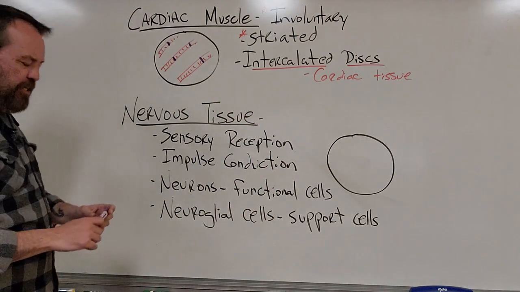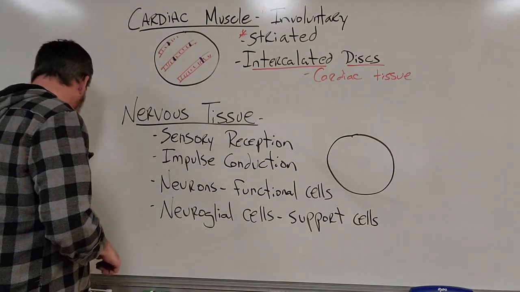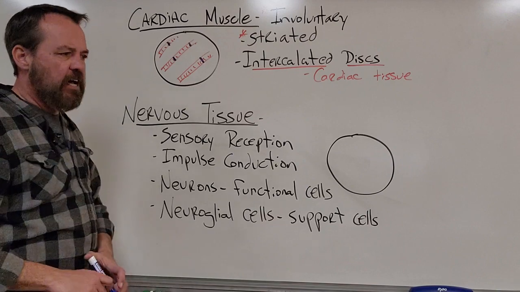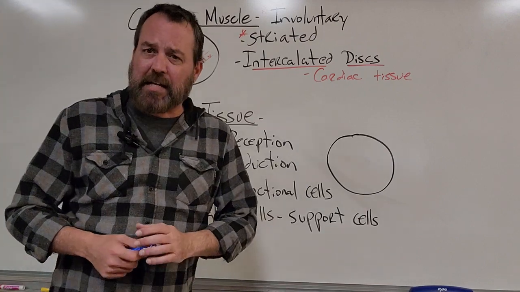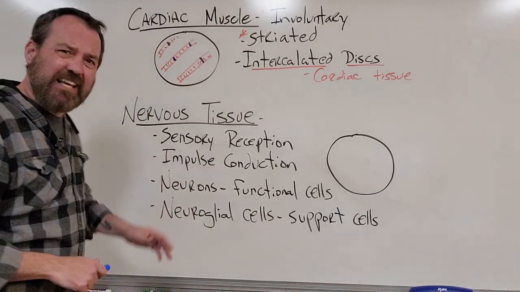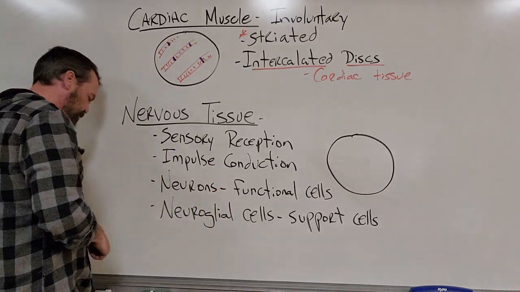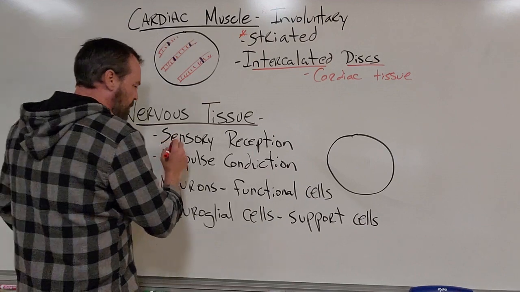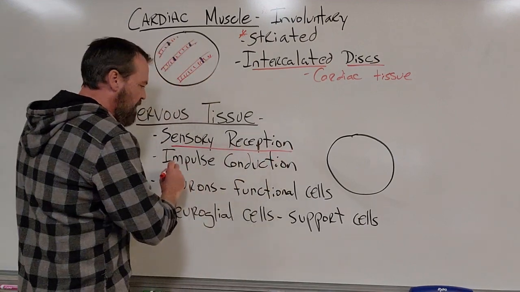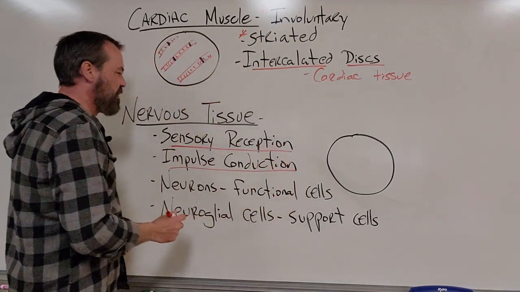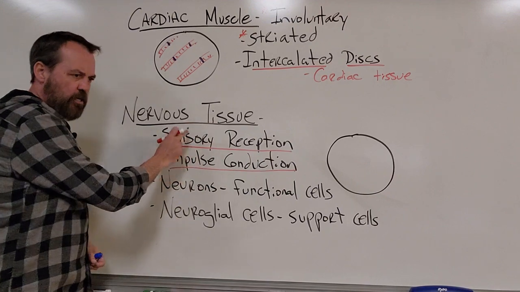Our last type of tissue is nervous tissue. And again, we've got a whole PowerPoint coming up at the end of the semester on the nervous system. So we're going to save a lot of it for then. For now, we're just getting some basics in. So our nervous tissue, we use it for sensory reception or for impulse conduction. So what this is really saying is sensory motor.